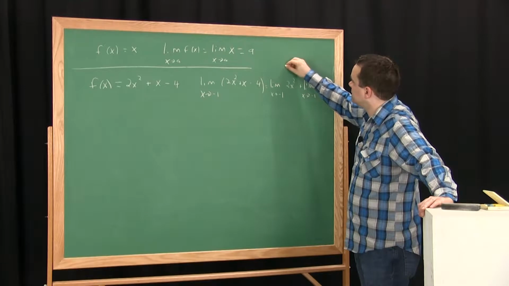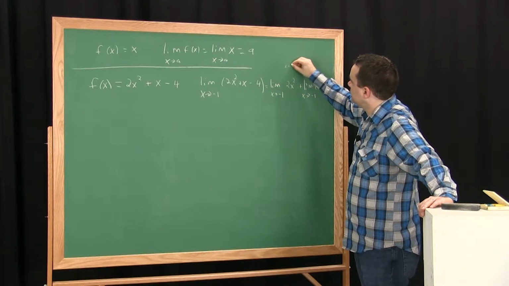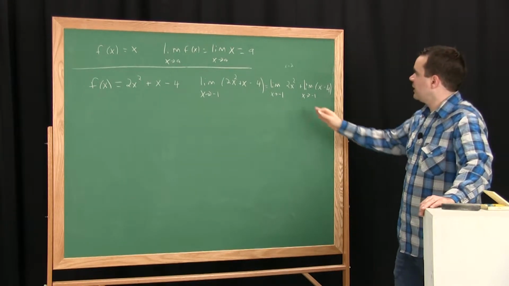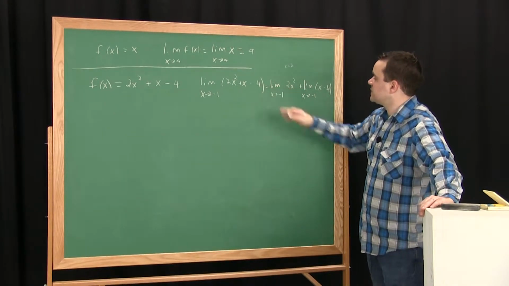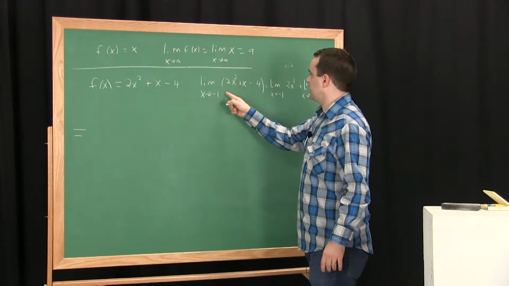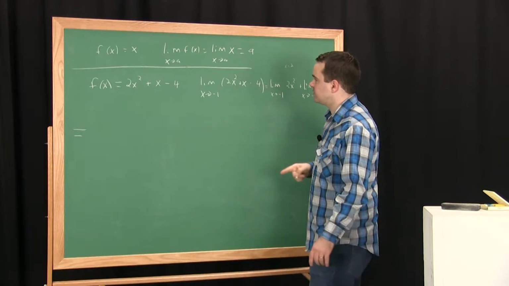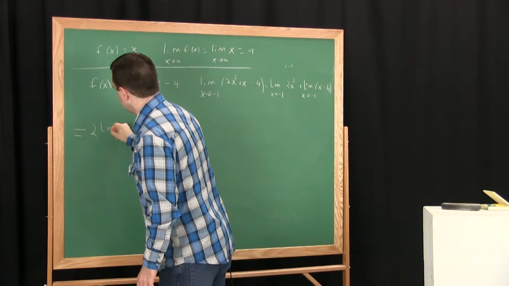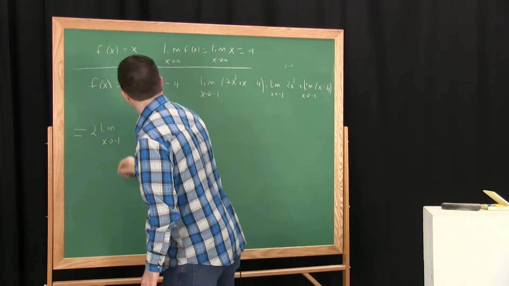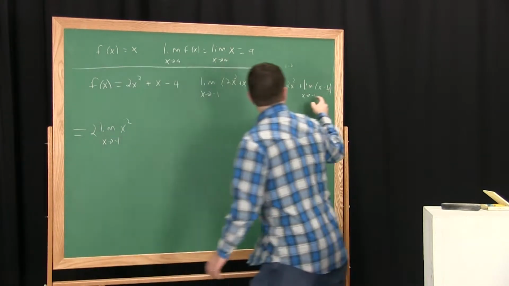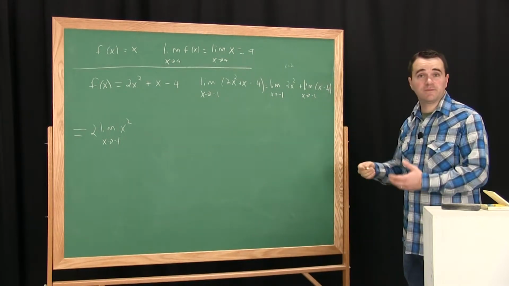Next step, I want to use the constant multiple rule. Here I'm taking k equals 2 in the constant multiple rule, and I'm saying this limit is going to be equal to 2 times. I'm following the equal sign from here all the way to where I'm eventually going to end up. So this is going to be equal to 2 times the limit as x goes to -1 of x squared. And now here I can break this up even further because I want to use the sum rule for limits.